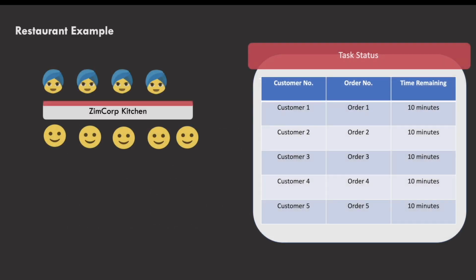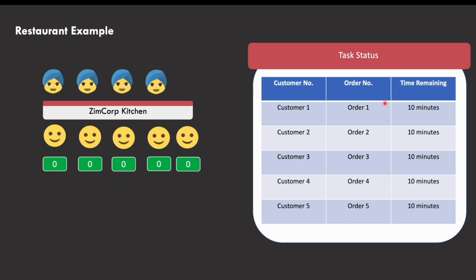So next, let's look at a different scenario where there are 4 chefs but 5 customers, right? So we've removed the customer waiting time from this table. Instead, we're going to add that as the green boxes that you see below each customer, right? That's the waiting time for each customer. So everything else remains the same. Customer 1, order 1, customer 2, order 2, 10 minutes of waiting time, and so on.